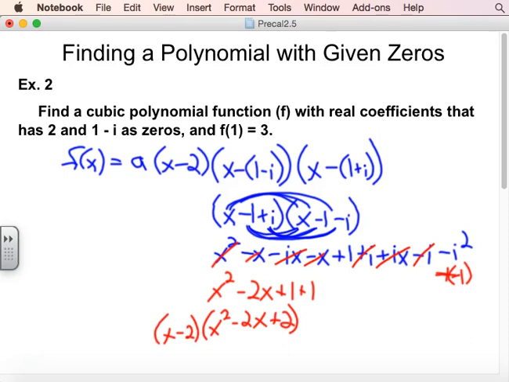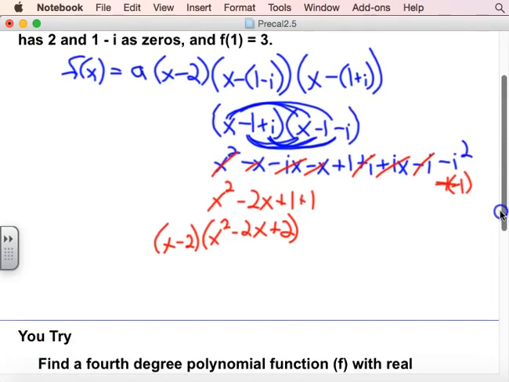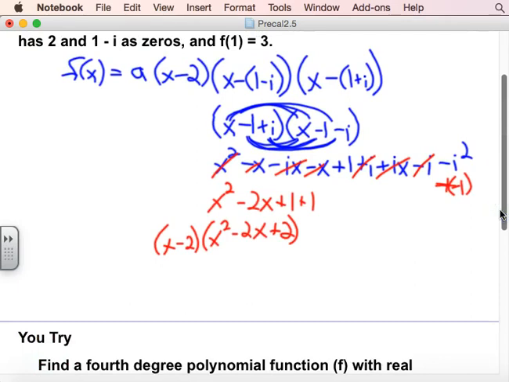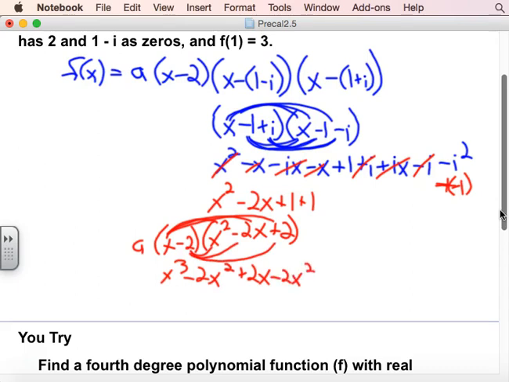So now we've got to go ahead and distribute the x minus 2 to all 3 of these terms also. And we've still got the a out front, which we'll worry about here in a second. So x times all of these, so we give all 3 of these an x. It's going to be x cubed minus 2x squared plus 2x. And then give all of them a minus 2. Minus 2x squared. Minus 2 times minus 2 is 4x. And then minus 2 times positive 2 is minus 4.